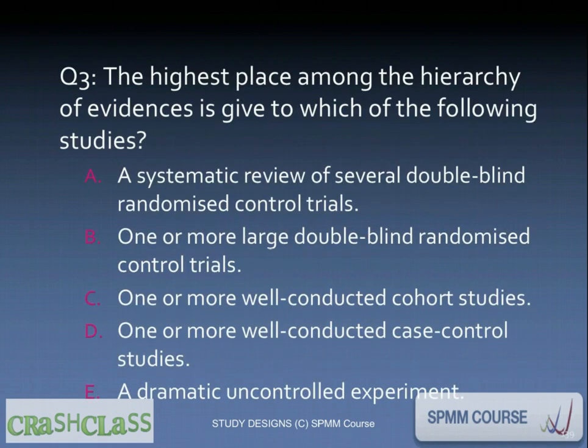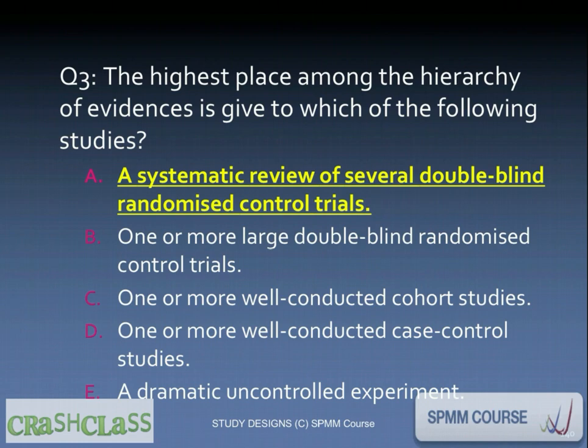The highest place among the hierarchy of evidences is given to which of the following studies? Systematic review of several double-blind randomized controlled trials, one or more large double-blind RCTs, one or more well-conducted cohort studies, one or more well-conducted case-control studies, a dramatic uncontrolled experiment. Now, you give the highest value to systematic review of several double-blind randomized controlled trials.